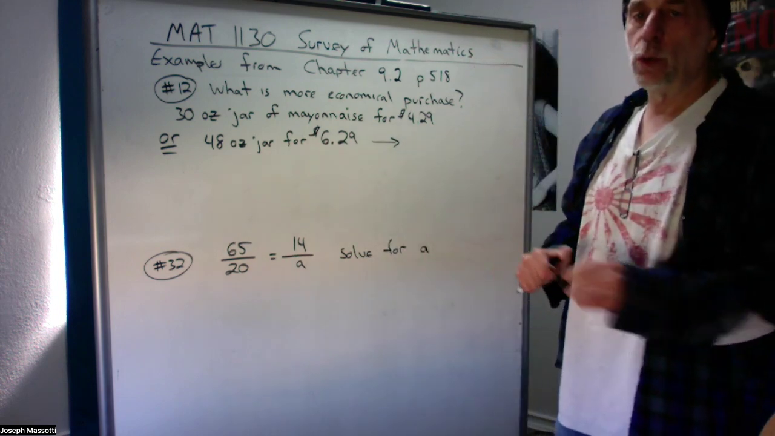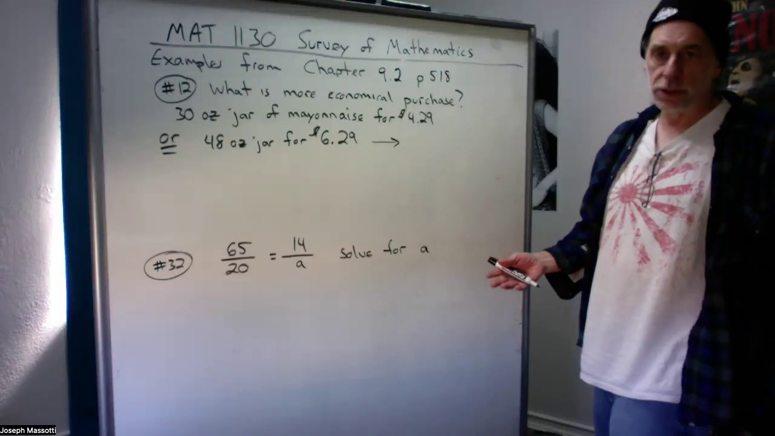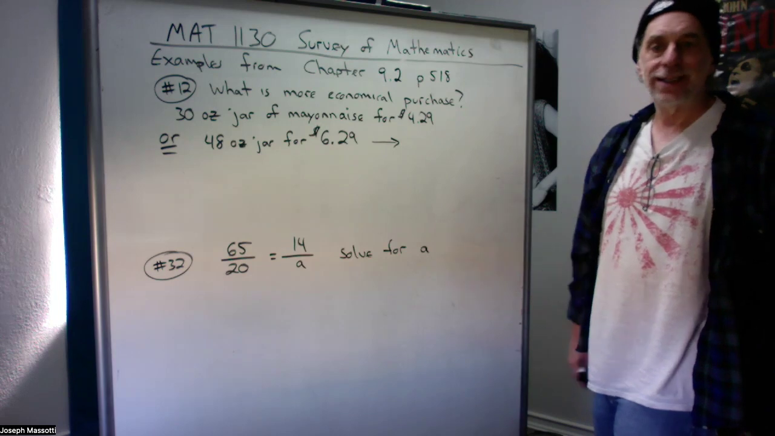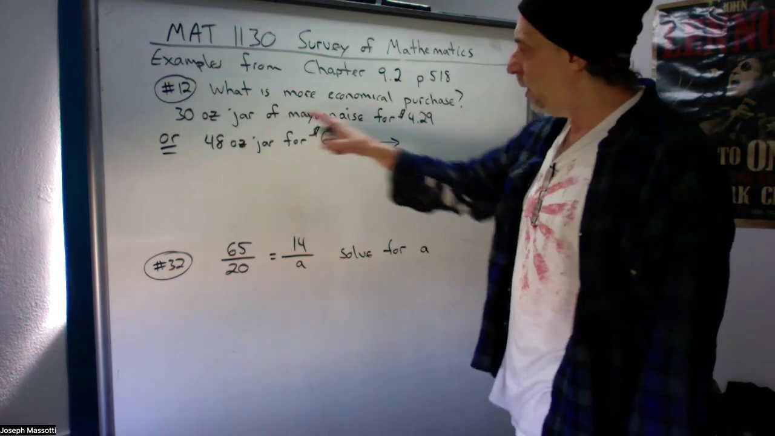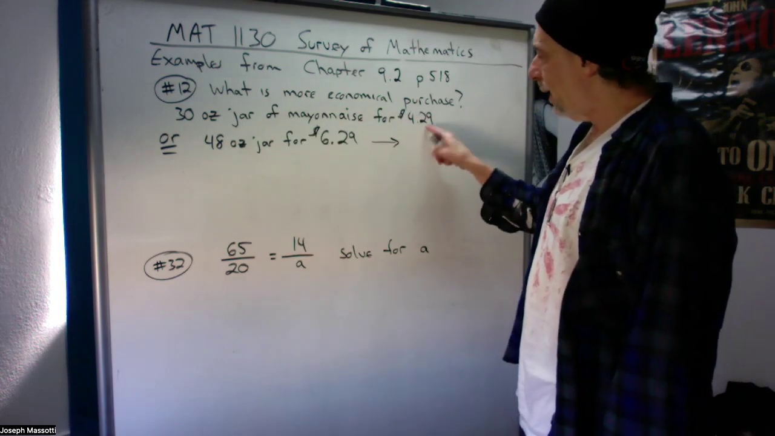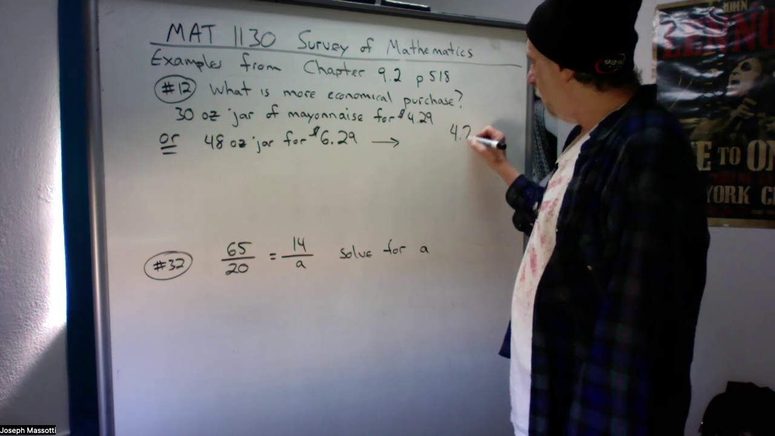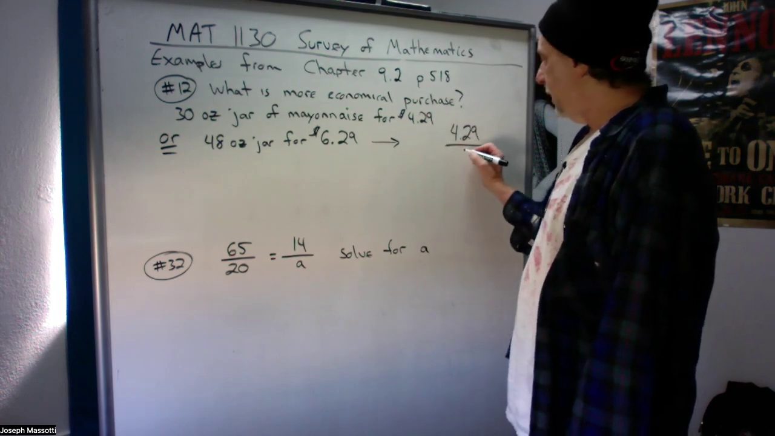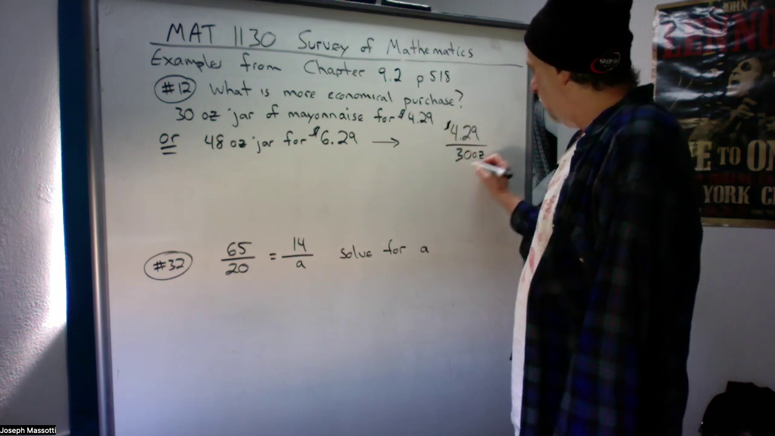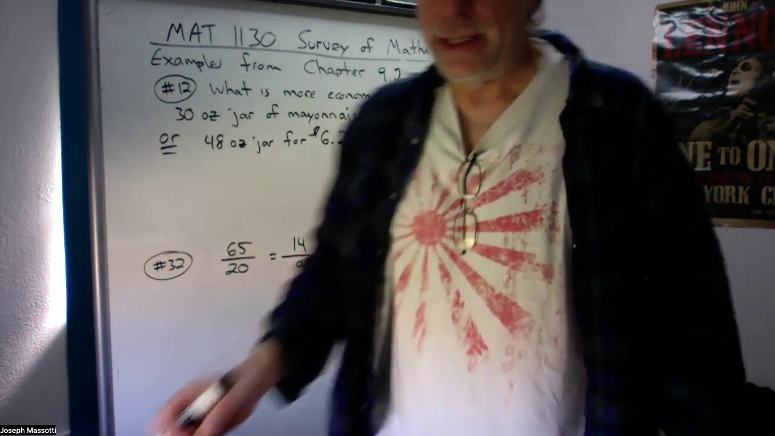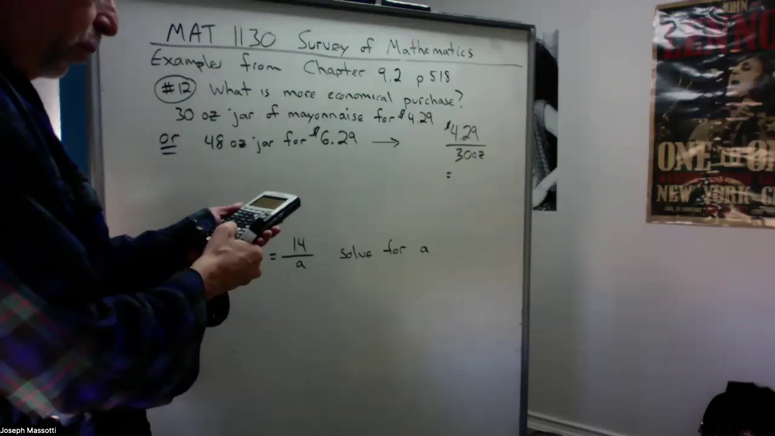So really what we're doing here is we want to find out the price per ounce, and then we'll choose the one that is less expensive. So the price per ounce, let's start with the 30-ounce jar for $4.29. So if we say $4.29 divided by 30 ounces, that's all we're doing there is finding that ratio, and that's going to give us the price per ounce.